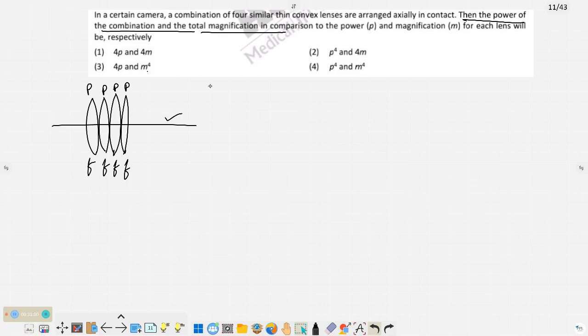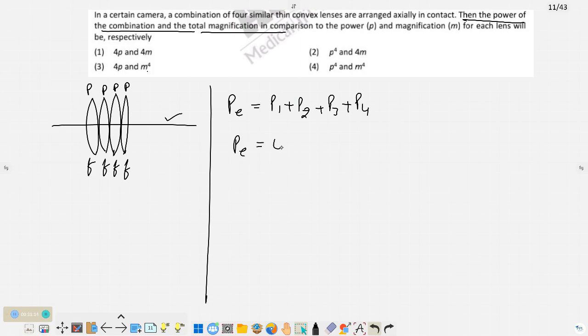To find the power, you know that the effective power of a number of lenses is equal to P1 plus P2 plus P3 plus P4. In this case all have the same power, so effective power is simply P plus P plus P plus P. All are the same lenses and all are in contact, there is no gap, so we can directly write it as 4 times P.